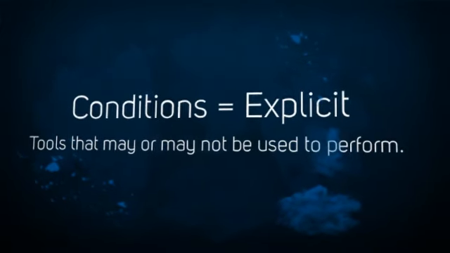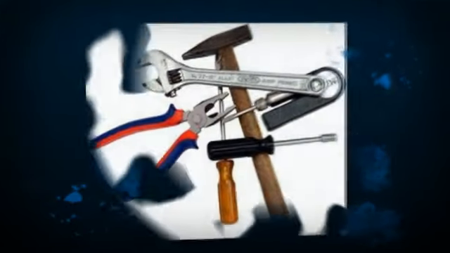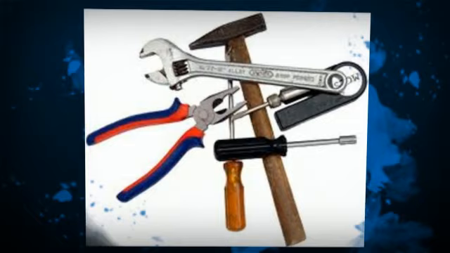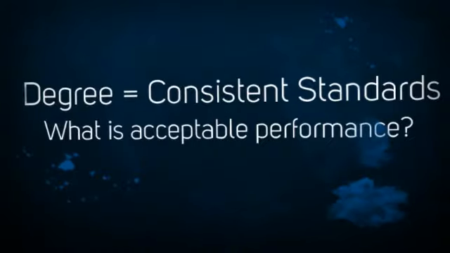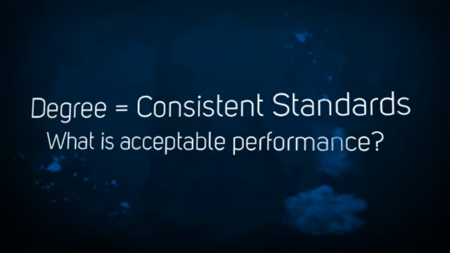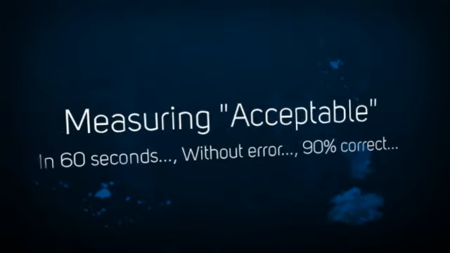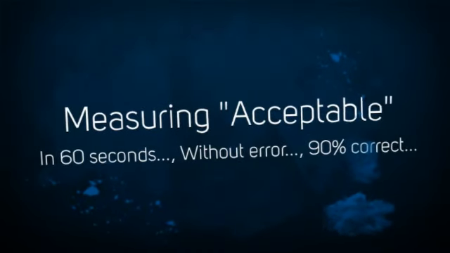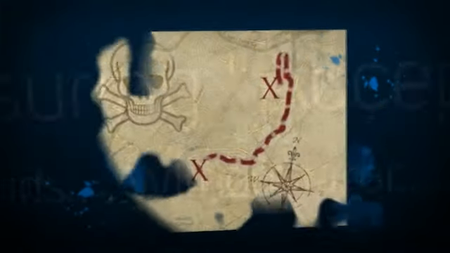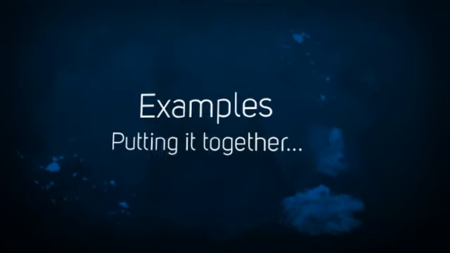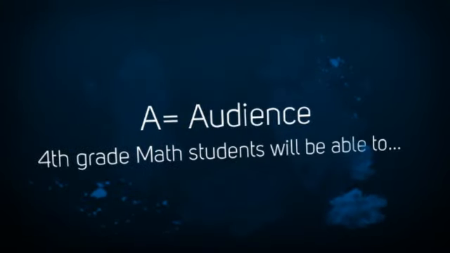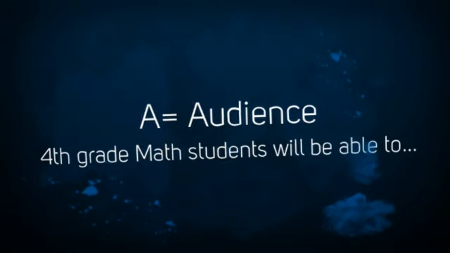The next thing, conditions must be explicit. It has to be the tools that learners can use or not use when they perform. And then the degree has to be consistent standards. What is acceptable performance? How do we measure what is acceptable? It helps to have a roadmap. It helps for learners and the instructor to know what they're looking for when talking about a successful performance.